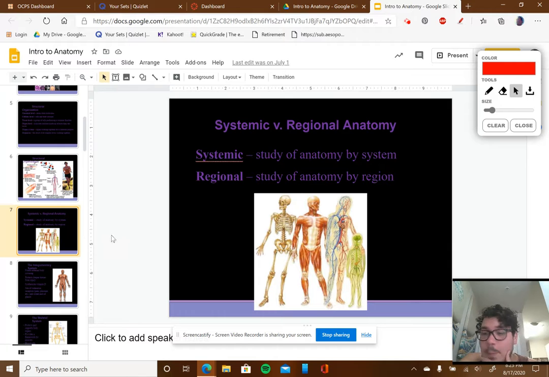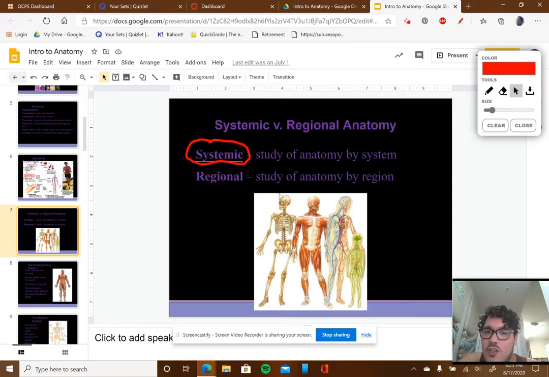Last but not least for today, like I said, we're keeping it really easy to start us off, just to get our feet wet. Systemic versus regional anatomy. Funny enough, there's actually a little line under there already, so I'll just do a little circle right there. That's the version of anatomy we learned. That's the version of anatomy that has been the main method for a long, long time.